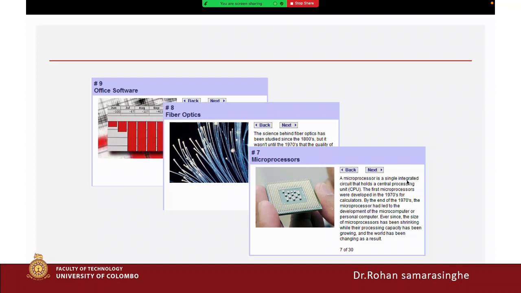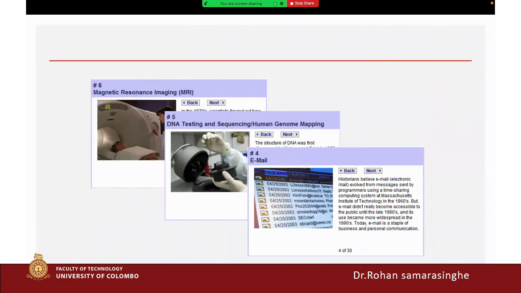And the microprocessor is the single integrated circuit that holds the central processing unit, CPU. Nowadays you can find highly sophisticated ones, as well as in one processor you can find a large number of processors inside that one processor, like i3, i5, i7, and like that.